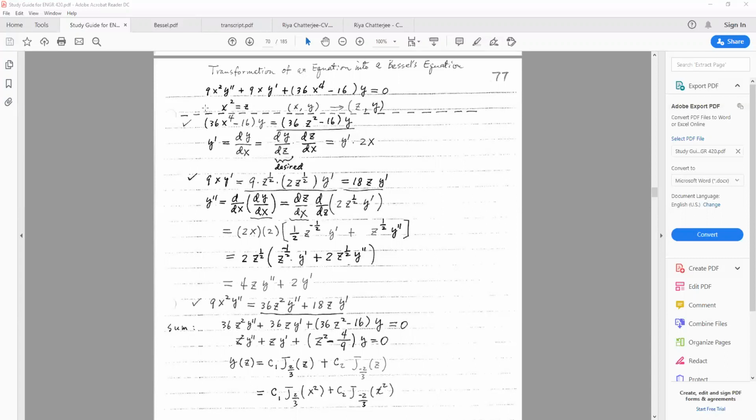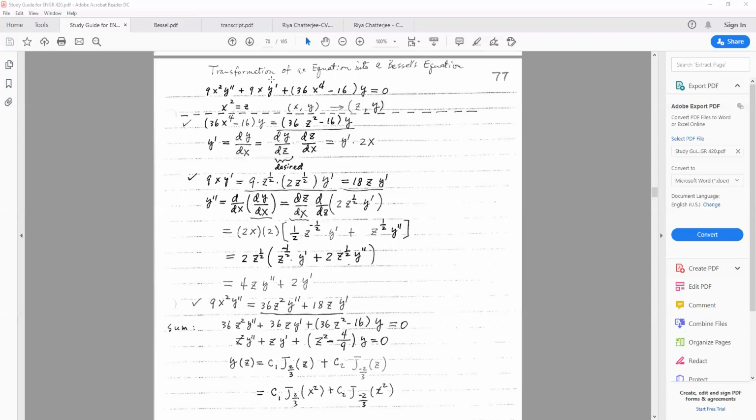We are advised to use this transformation rule, z equal to x squared, to convert this equation to a new equation that involves only z and y. So let's begin. We first look at the last term. The last term involves x to the 4th power. We can convert x to the 4th power by z squared. So this is a term which can be easily converted.